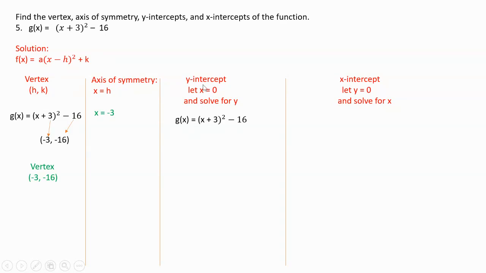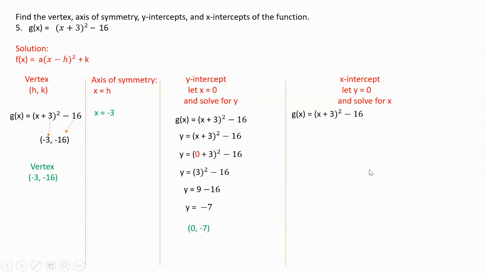So for the y-intercept, here's a rule: you're going to let x equal 0 and solve for y. g of x is the same thing as y. So if we let x equal 0, that means that this will be 0 there. So what's 0 plus 3? The answer will be 3. 3 squared minus 16. 3 squared is equal to 9. 9 minus 16 is equal to negative 7. So my y-intercept is 0, negative 7.